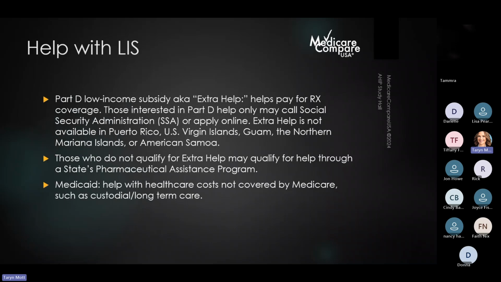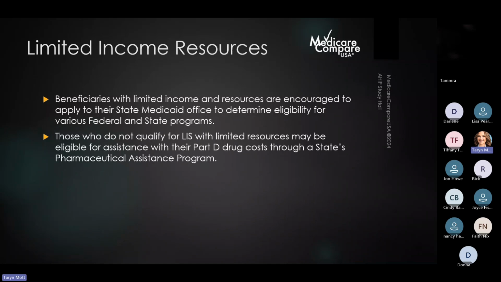Medicaid is help with healthcare costs not covered by Medicare, such as custodial long-term care. The reason that bullet is in there is because if they have Medicaid, it may help with their long-term care needs. Beneficiaries with limited income and resources are encouraged to apply to their state Medicaid office to determine eligibility for the various federal and state programs. Those who do not qualify for LIS with limited resources may be eligible for assistance with their Part D drug costs through a state's pharmaceutical assistance program.